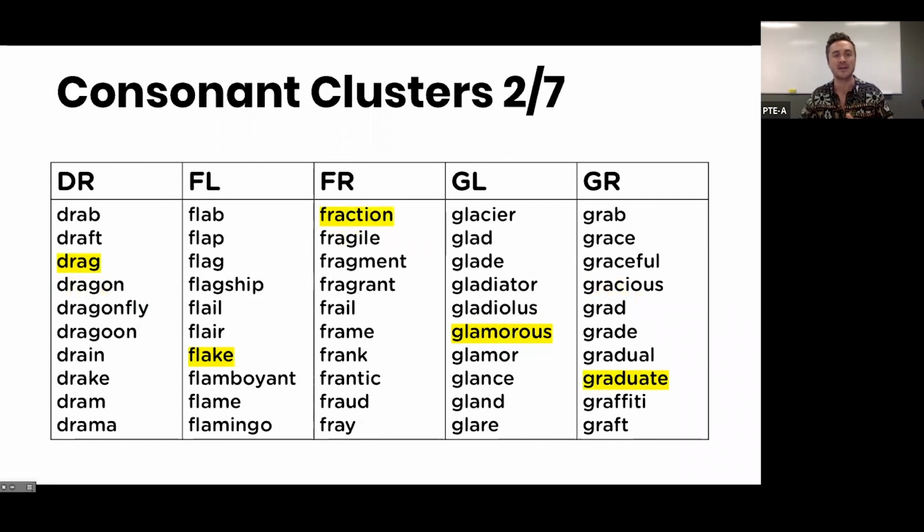Let's look at some more. Dr as in drag, fl as in flake, fr as in fraction, gl as in glamorous, and gr as in graduate. Can you please read these 5 words for me? Go.